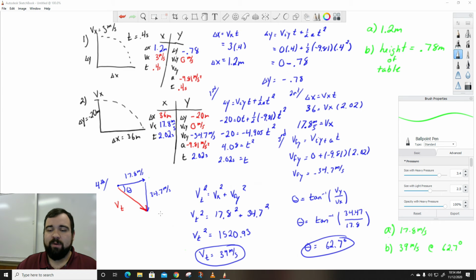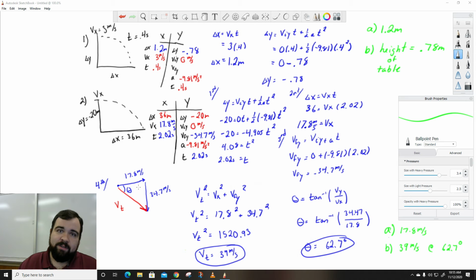So now that you have Vx and Vfy, you can figure out what the total speed is. The x and the y create a triangle with your total velocity. Now that is a right triangle. You can go ahead and use the Pythagorean theorem to figure out what Vt is. That comes out to 39 meters per second. So that is our total speed on impact.